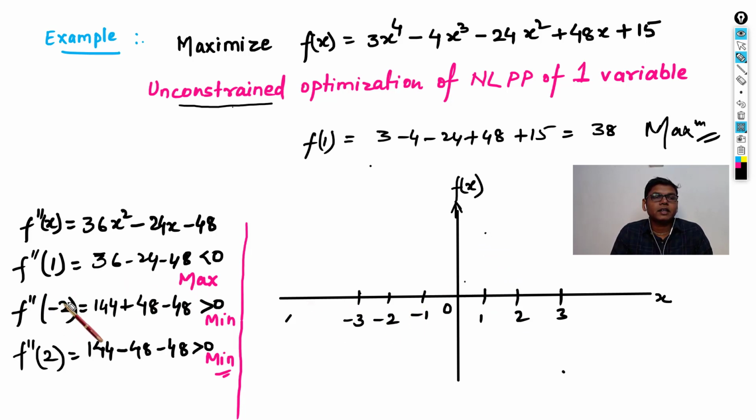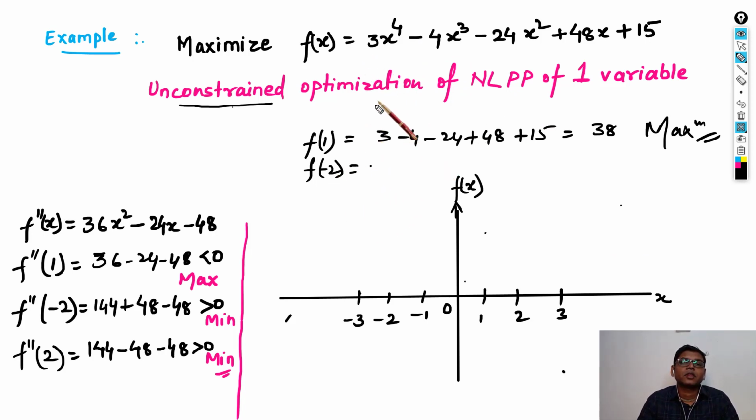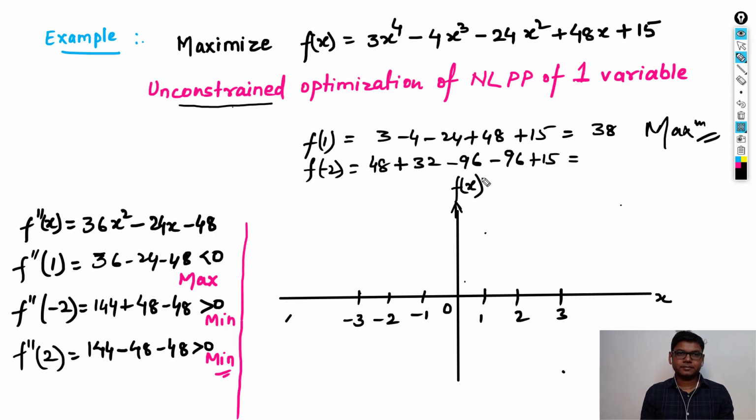Now at -2, what is the value of f(x)? Just put -2 here and calculate the f(x) value at -2. So it will be 48, plus 32, minus 96, plus 15. Let me calculate: 48, 32, 96, 96 plus 15, minus 97. This is coming to minus 97, which means at -2 it is coming just here somewhere.